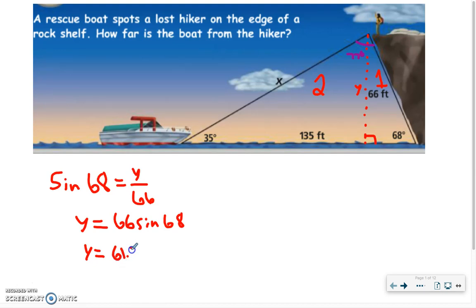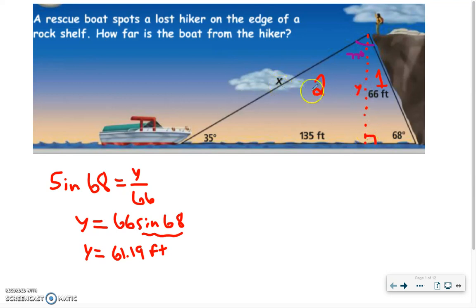61.19. In fact, our rules for lengths, we're always going to round to the hundredths place. If you decide to change this to a decimal, please take 4 decimal places right here. This sine of 68, take 4 decimal places. Otherwise, at this point, I feel like you should be able to just type that whole thing in your calculator, get your answers. So that means 61.19 feet is representing the height from the cliff down to the water.